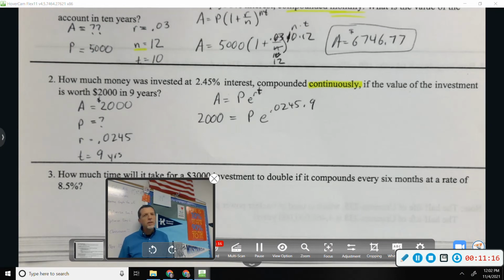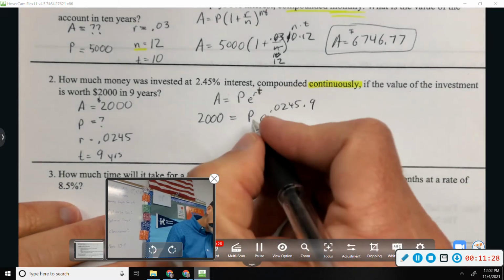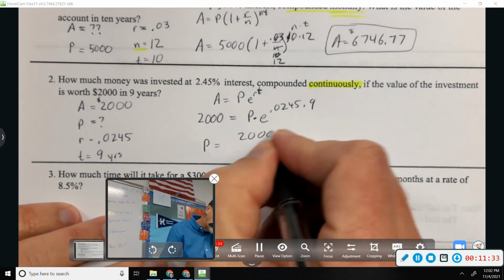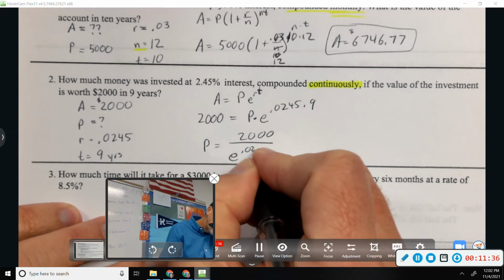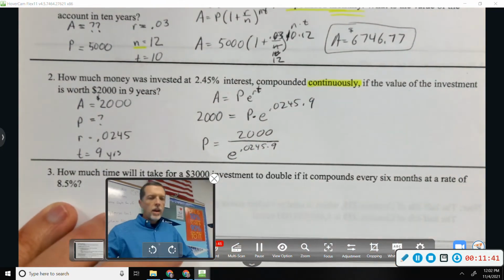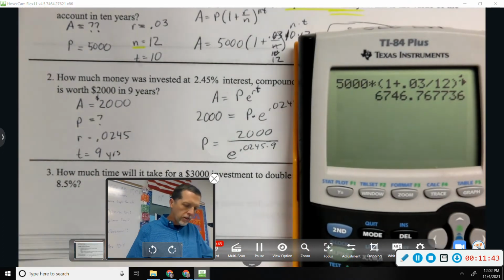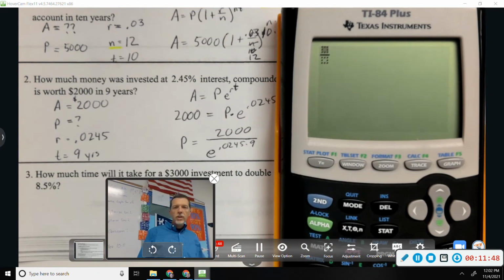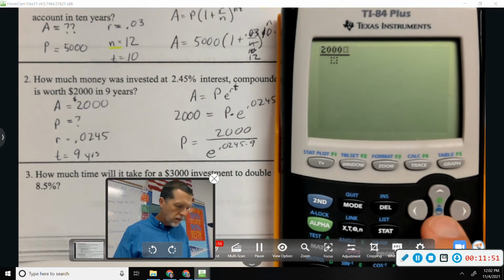So how do I get P by itself? Well, right now it's P times E to all that stuff. So if we divide both sides by E to all that stuff, and this is where some people would like the fraction bar on their calculator. Alpha Y equals, if you like the fraction bar, if you need the fraction bar. Way better.